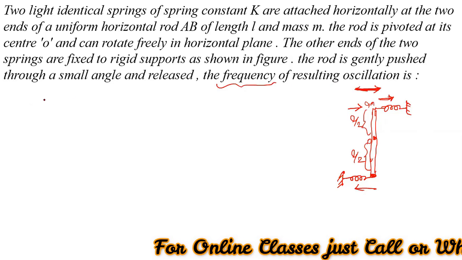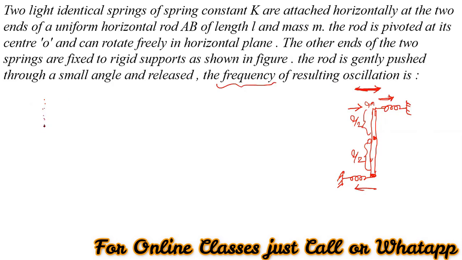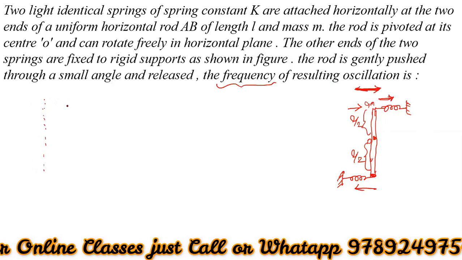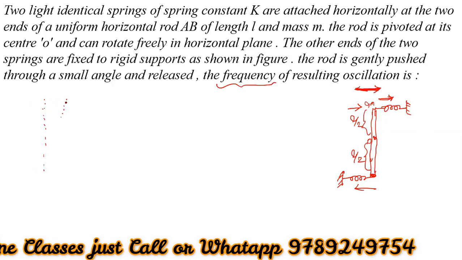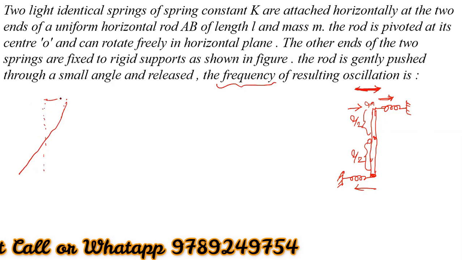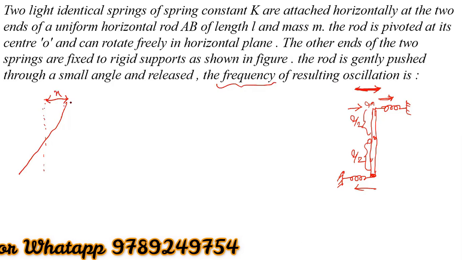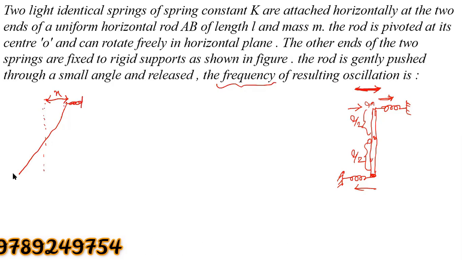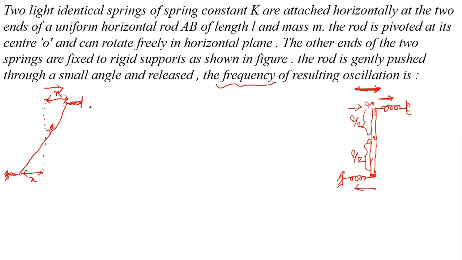So we know that the length of the rod is L, and first we are compressing that system with a small angle. Small angle means a small x value. So our spring is compressed like that. This is the x, this is the theta. We apply a force like this and compress the spring.